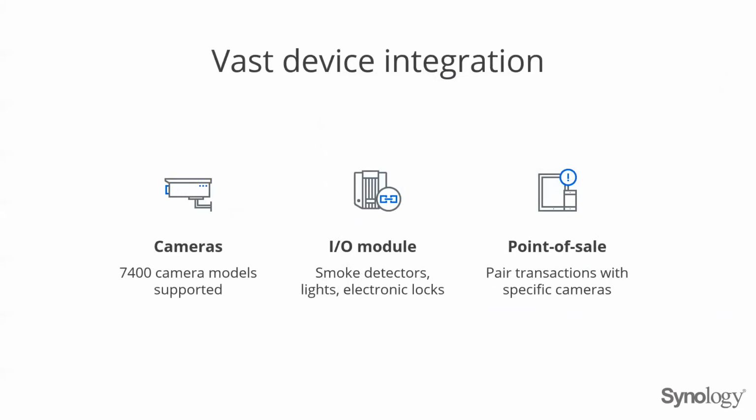We work with over 7,400 camera models, as well as any ONVIF compatible camera. So you have tons of options for manufacturers and types of cameras to choose from. We also have vast I/O module support, from door controllers to speakers, lights, smoke detectors, and we can work with your point of sale systems as well. This allows you to pair your transactions with specific cameras, showing in real time the written exchange of that transaction on top of the footage, which is really cool functionality.